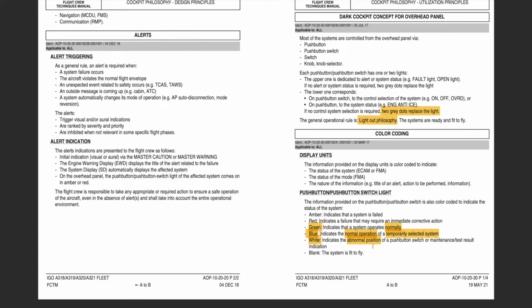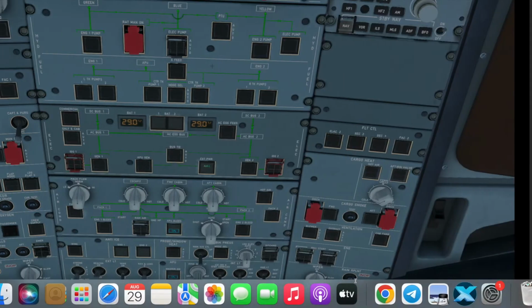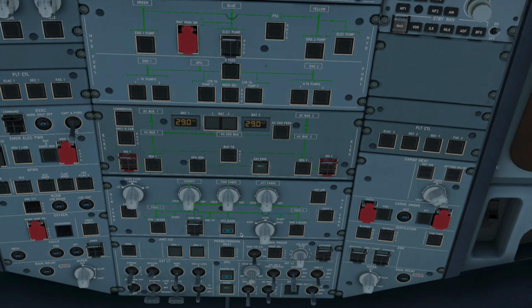Now, what do you mean by a temporarily selected system? Let's go back to the simulator, and you will notice that a temporarily selected system, for example, refers in this case to the APU. Remember, boys and girls, the APU is not a mandatory system on board. You can take off and operate a flight without the APU, and it is perfectly safe. The APU is meant to be an assist. It's an auxiliary power unit. It's not the standard or the main system. It's supposed to be a backup for your electricals, air conditioning, pneumatics, etc. So that's the reason why the APU is blue in color. You can switch off the APU and execute the flight perfectly safely.